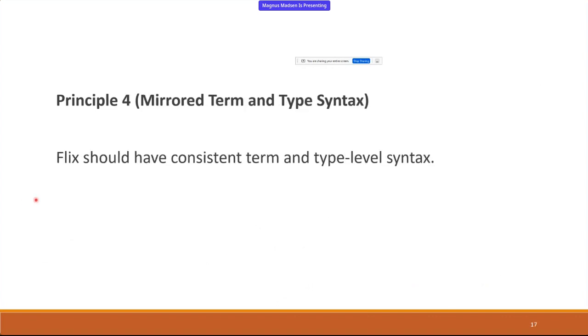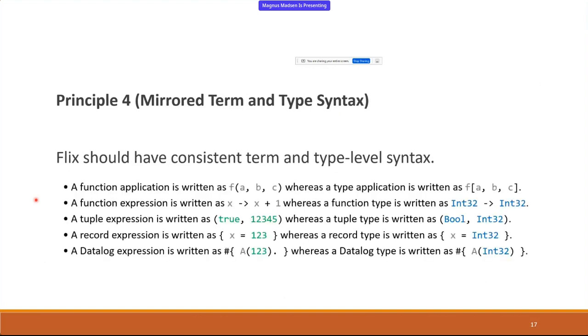We also have another principle that says that the term and type level syntax should be mirrored. And what does this actually mean? It means that, for example, when we write function application, we write it like this: f applied to ABC. But when we write type application, we write it almost the same. Here we use square brackets. If you were to write a lambda expression, we write something like this: x goes to x plus 1. Well, the type of this lambda expression is int32 goes to int32.